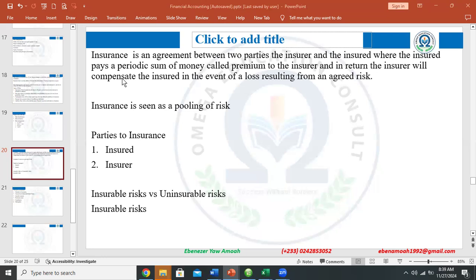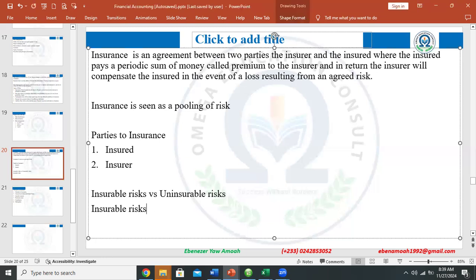However, we also saw that there are some risks that are not insurable, as in some risks are uninsurable and others are insurable. So when we speak of the plenty risk, there are some of them you can't insure, there are some you can insure. So that led us to the insurable versus uninsurable risk. Prof. Ella, can you remind us what we said about insurable risk?